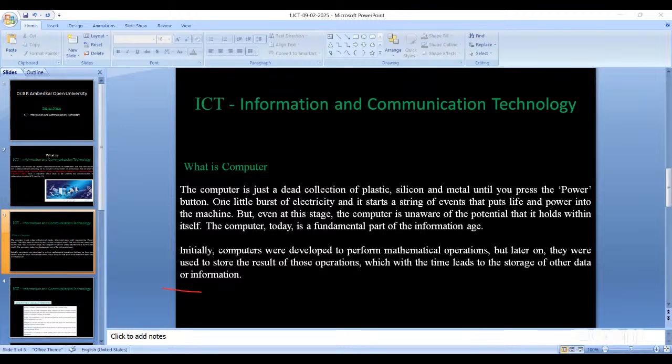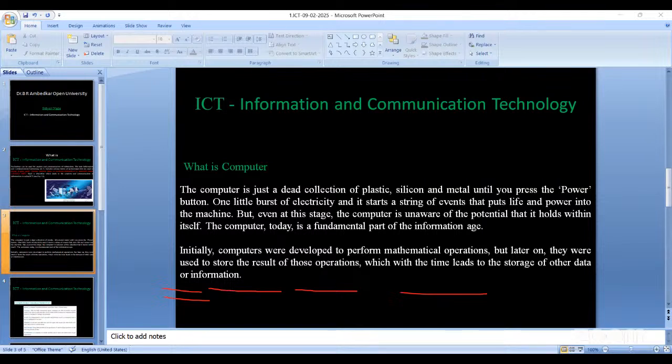Next one is diligence. Again, it is the same. It can carry out a task over and over again with exactly the same result every time. It doesn't get tired. As human beings, we may get tired, but a computer cannot be exhausted or tired. That is what diligence is. Repeatedly, it does the same task without any hesitation or tiredness.